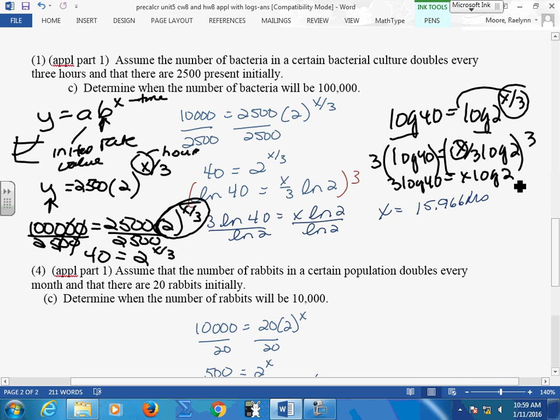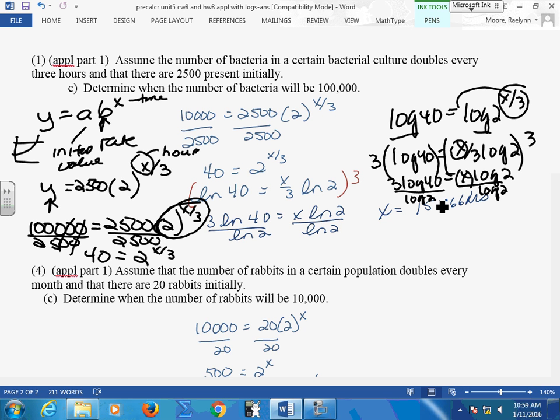Get rid of your fraction. I need to solve for x. Oh, it's being multiplied by log 2. Divide by log 2. Don't divide 40 divided by 2. 40 belongs to the word log. 2 belongs to the word log.